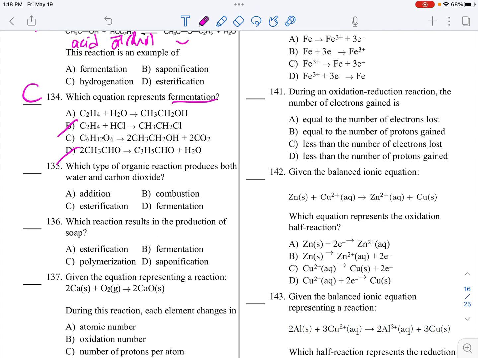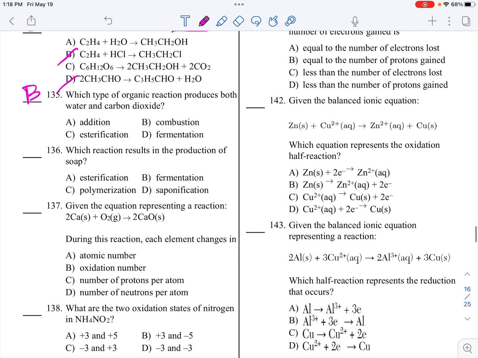Produces water and carbon dioxide. So that's a combustion. This is a hydrocarbon plus oxygen yielding water and CO2. Production of a soap, the one that has soap in it. See how soap is hiding?